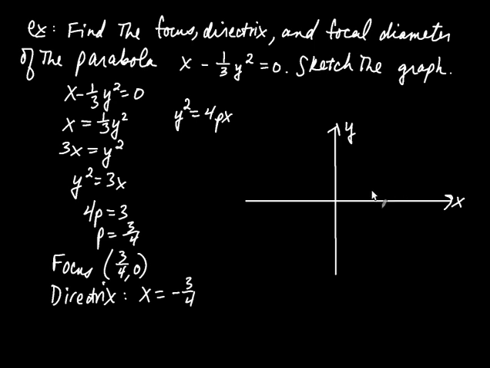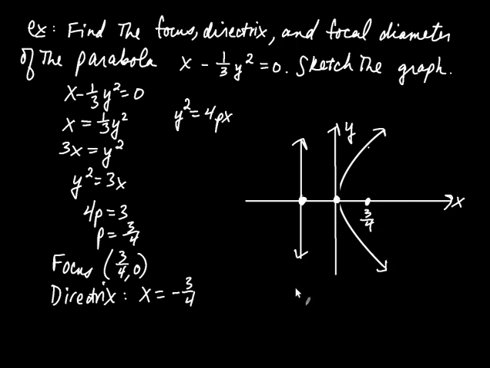Okay, let's draw on what we've got so far. So here's 3/4, right? And then negative 3/4. The directrix would be there, and it's a vertical line, so we can draw that in. Okay, and our parabola goes through the vertex, the origin, and it's going to open to the right. Let's go ahead and draw that in now. So there would be the graph of our parabola, right?